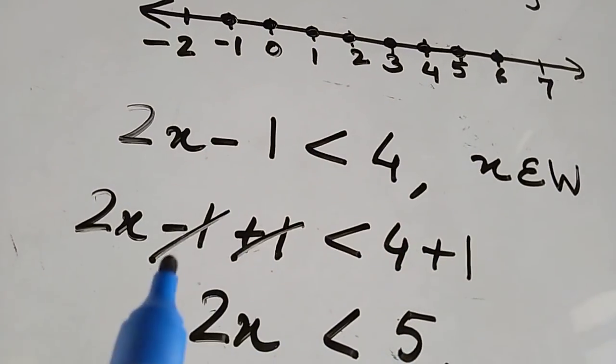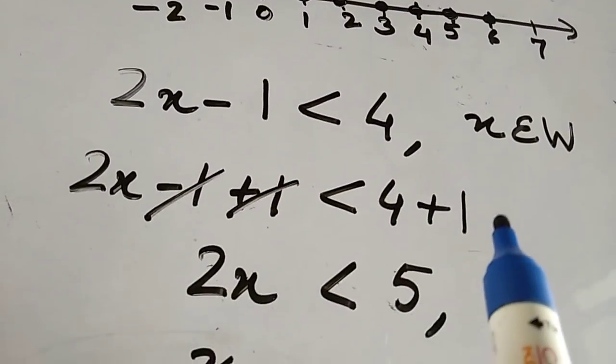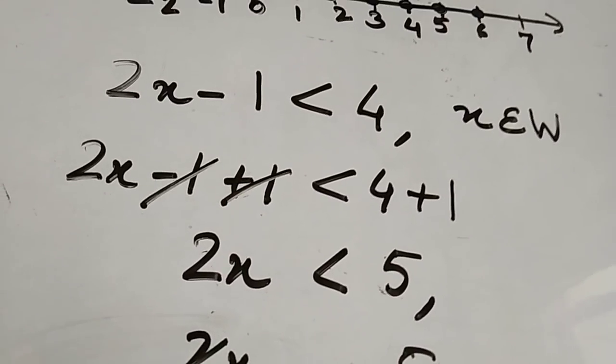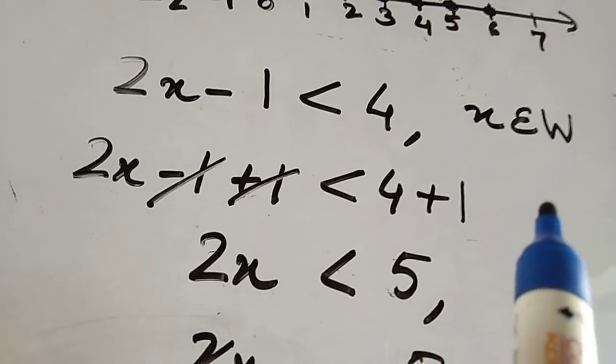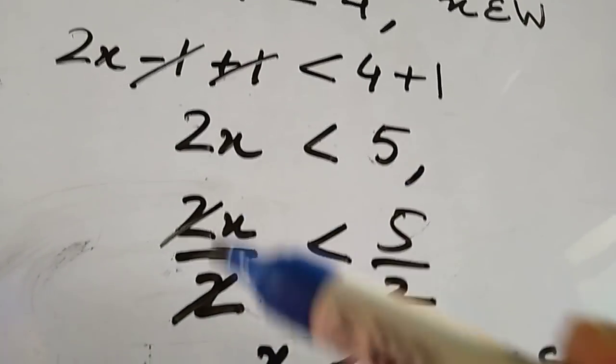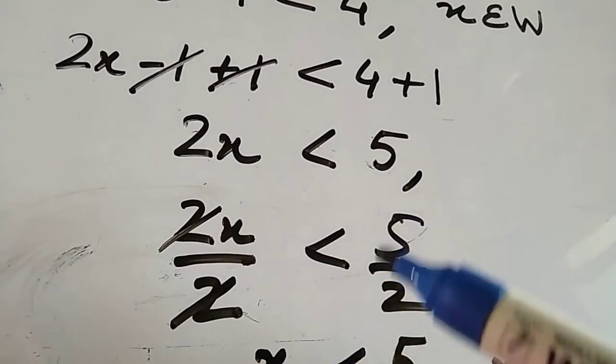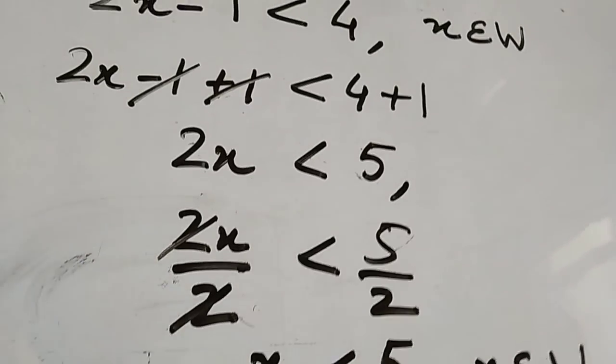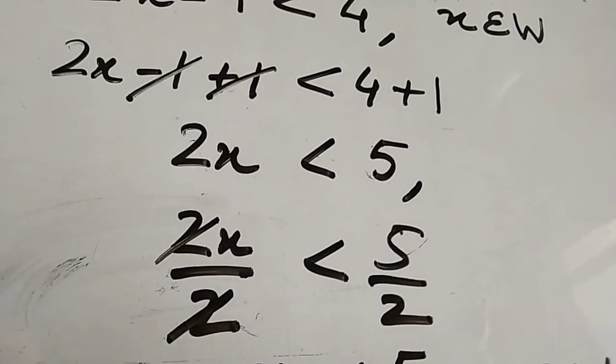Yes, we can add the same number on both sides. It doesn't change the inequality. We subtract the same number, it doesn't change the inequality. We multiply or divide by a positive number, it is not changing the inequality.